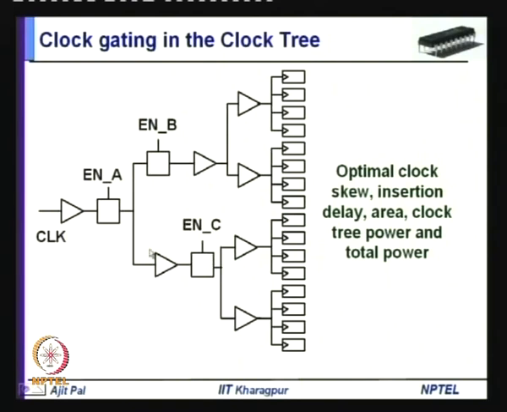So, these conditions you have to find out and design the hardware which will generate these enable signals, and then you have to place the clock gating hardware, insert buffers, and do the placement and routing to optimize clock skew, insertion delay, area, clock tree power and total power. So, this shows how the clock gating affects the clock tree and how the various parameters can be optimized.